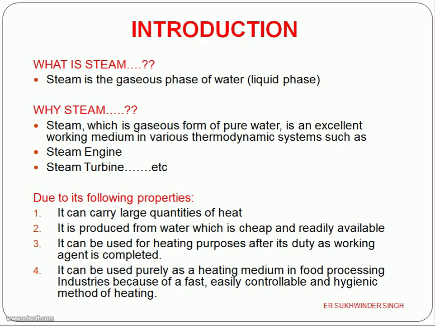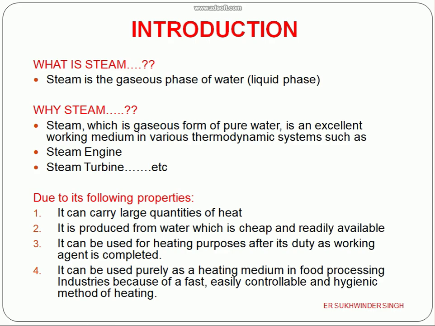Now, why do we need to generate steam? Steam is the most important source of energy which we can use in any thermodynamic system as a working medium, just like in IC engines. For example, in an internal combustion engine, we burn a fuel which produces heat energy which we can convert into mechanical work with the help of various setups. Similarly, in steam engines and steam turbines, we use steam rather than a fuel. This steam acts as a source of energy which produces mechanical work in the thermodynamic system.